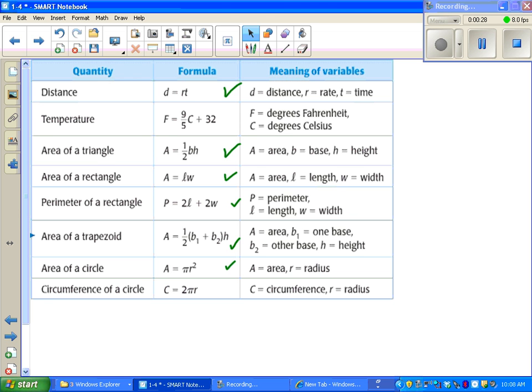There's not really a lot to say about most of these, other than you should know them. The only one that I don't really think is important is converting temperature from Fahrenheit to Celsius and vice versa. The only reason that's even there, I think, is because it shows up in an example.